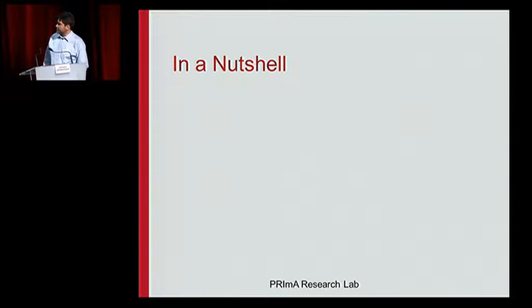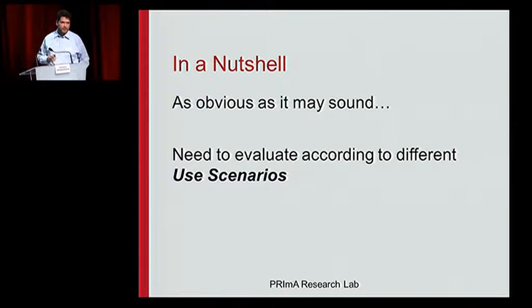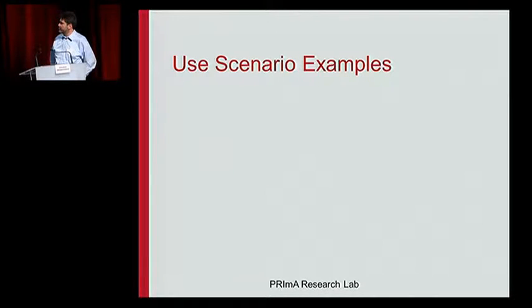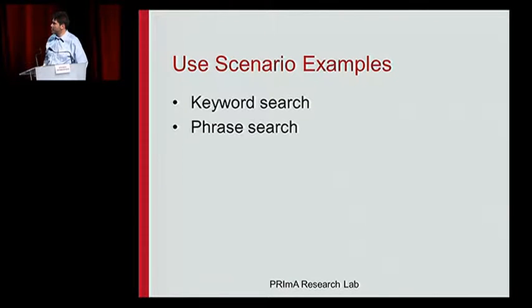So where do we go from there? In a nutshell, as obvious as it may sound, you need to evaluate according to what the use case is going to be, right? So you need to have different use scenarios, not just evaluate word content or some other standard metric. So some scenario examples, starting from the simple keyword search. You enter, as everybody is familiar, a word and you're trying to find occurrences of that for resource discovery or just browsing.